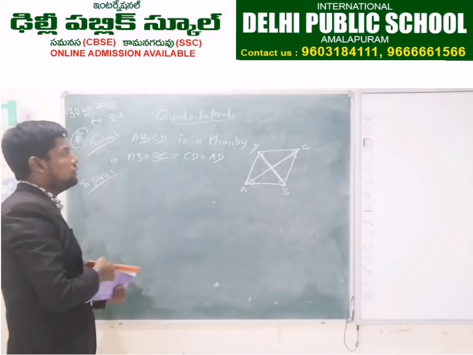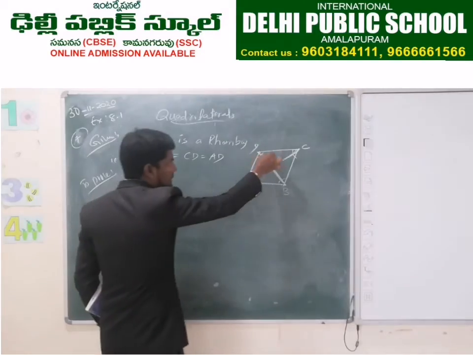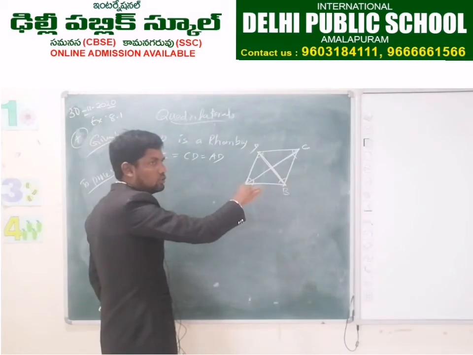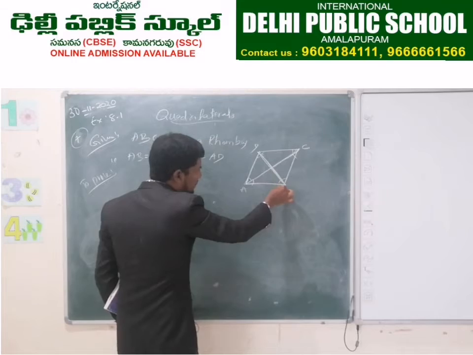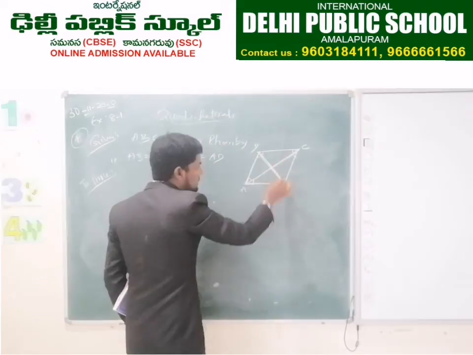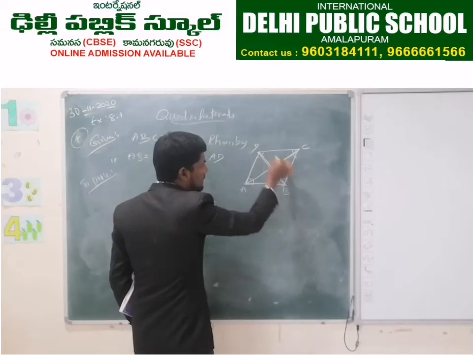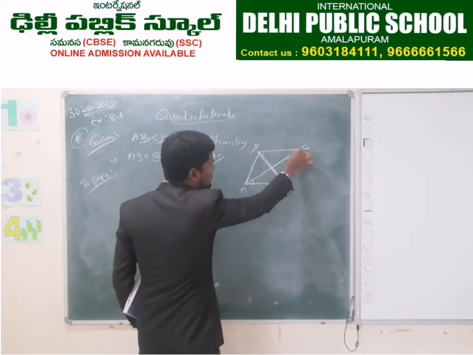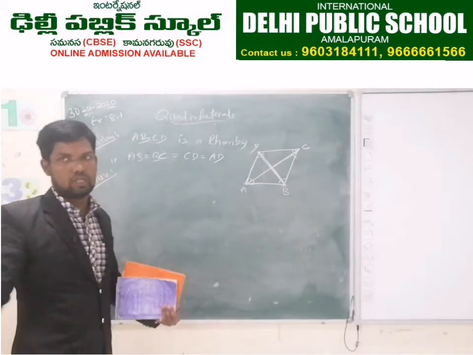Next, to prove. What we have to prove here? AC and BD are bisecting. So what we have to prove? DAC is equal to BAC. Right? Like that we have to write it. The same way, ABD is equal to CBD. Like that we have to write. All the four conditions we have to write down.